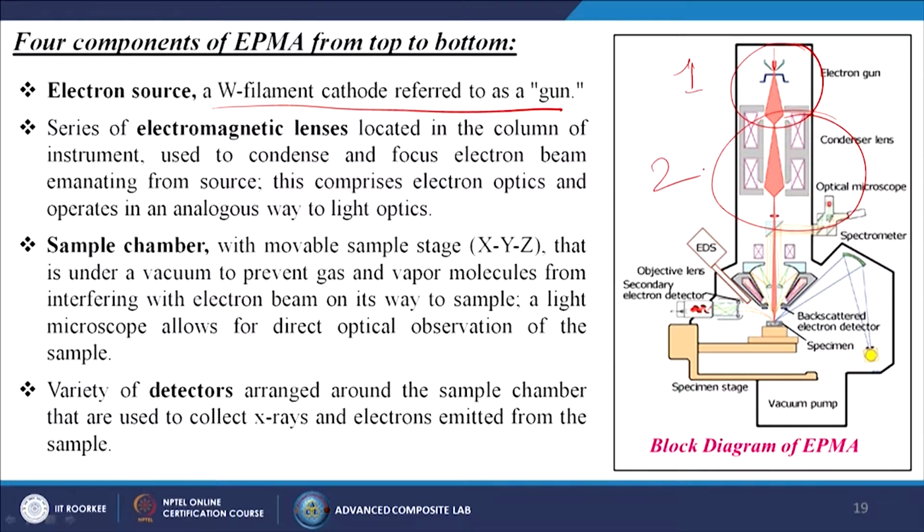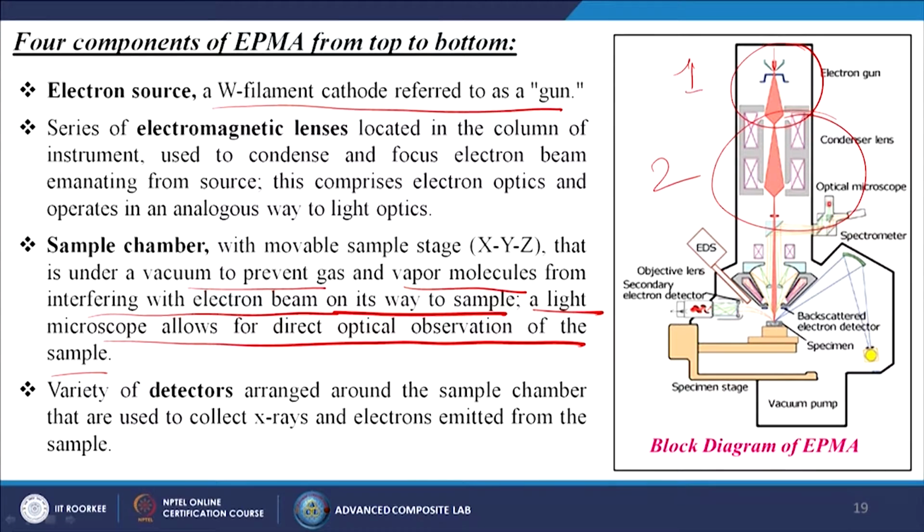Then the sample chamber with a movable sample stage X, Y, Z, meaning you can move your samples in any direction, is under a vacuum to prevent gas and vapor molecules from interfering with the electron beam on its way to the sample. A light microscope allows for direct optical observations of the sample itself. So, this is known as the number 3 zone over there.